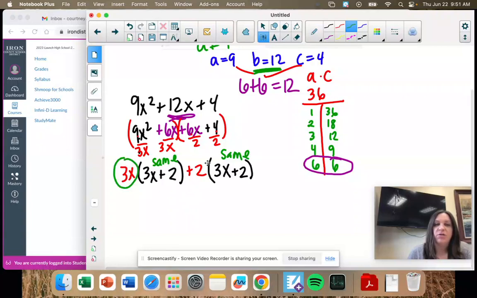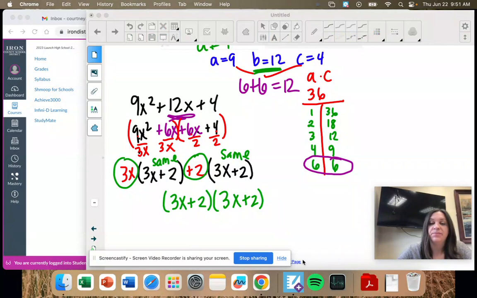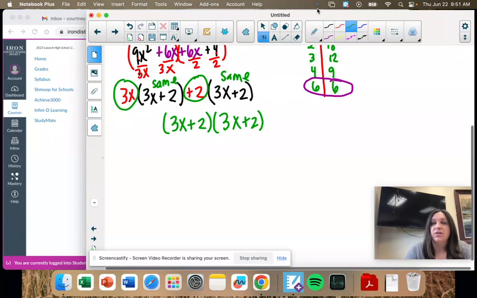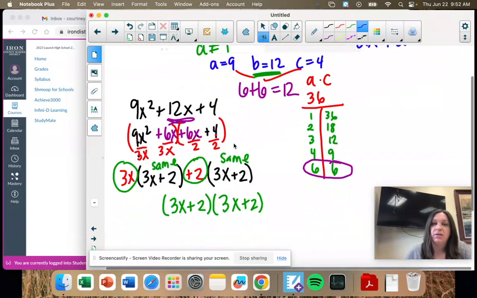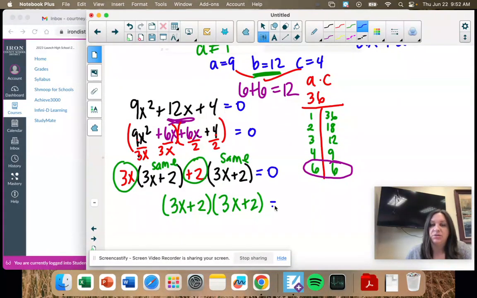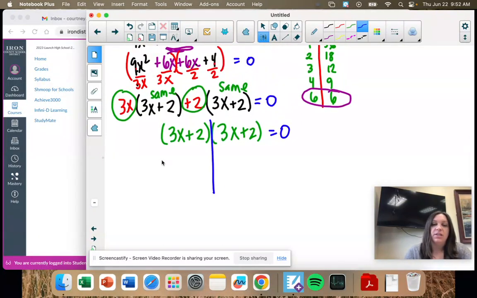So our factored form is what we took out: 3x plus 2 and 3x plus 2. Wow, how about that? They're the same. All right, so now, what did I forget to write? All of this equals 0 the whole way down. That's really, really important because now we can solve. So now we set each factor equal to 0 and solve.